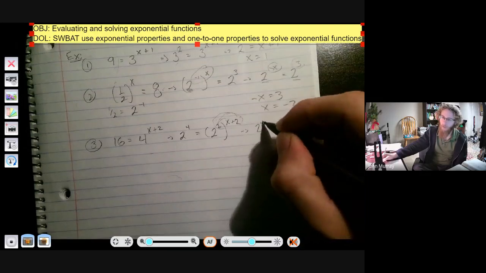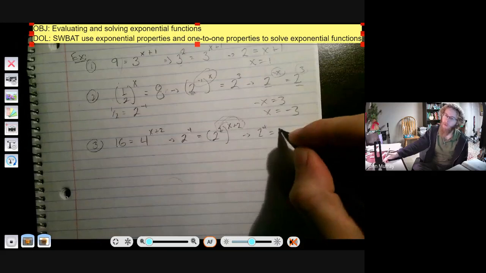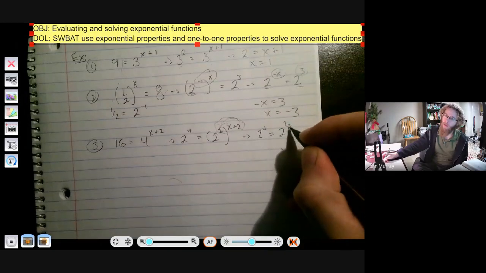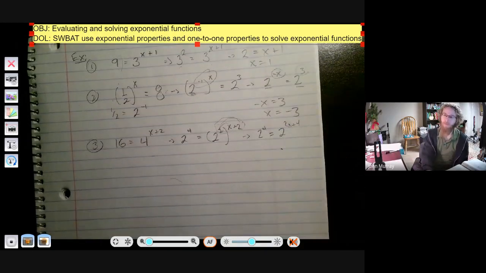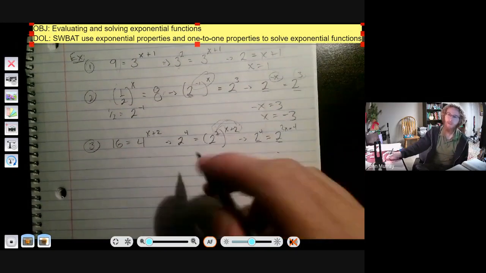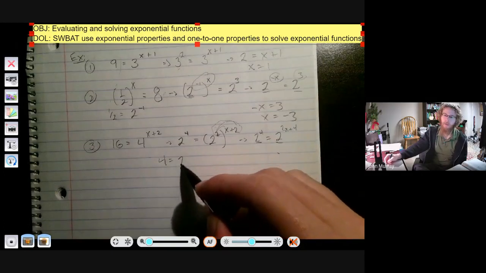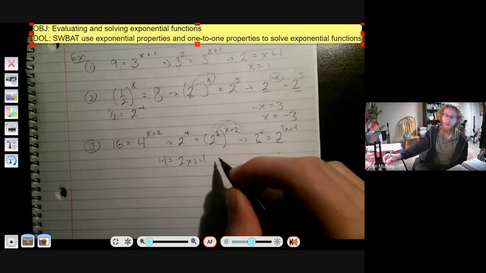So on the left, I still have 2 to the 4th. That's still going to stay for that. I haven't touched that. And then I have 2x plus 4. I distributed that 2 to the exponent. So now that we have the same base, we're going to have 4 equals 2x plus 4.